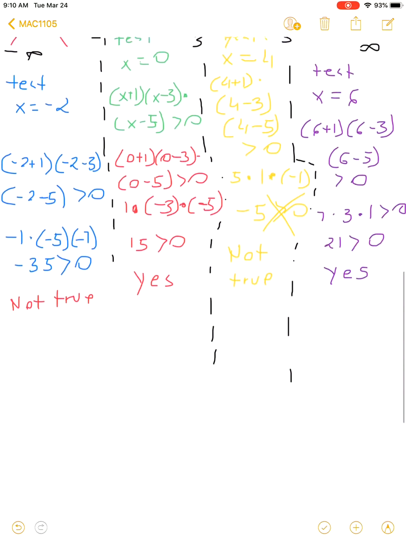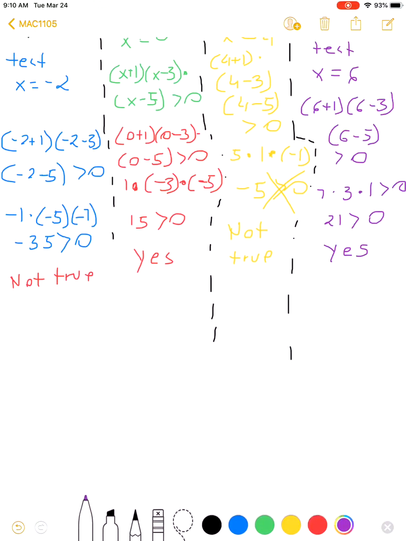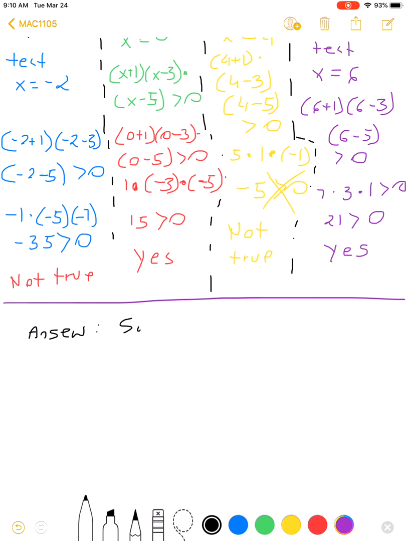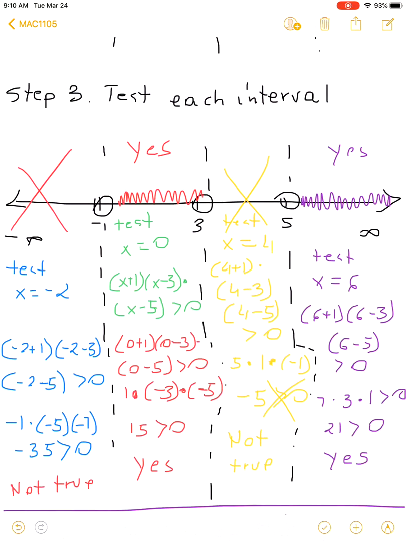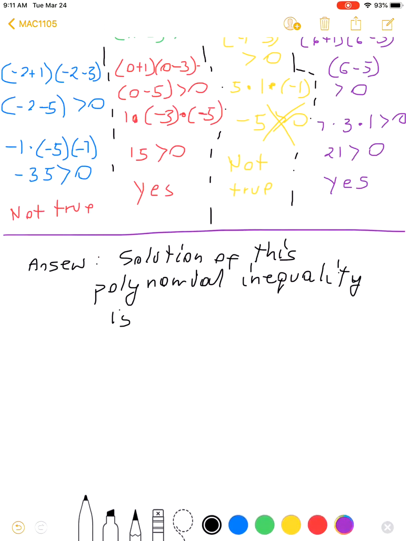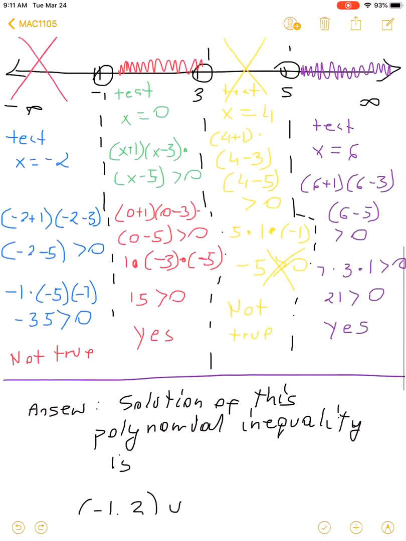So let's write down the final answer. Okay, so the solution of this polynomial inequality is the interval, and again going back, from -1 to 3, union from 5 to positive infinity.